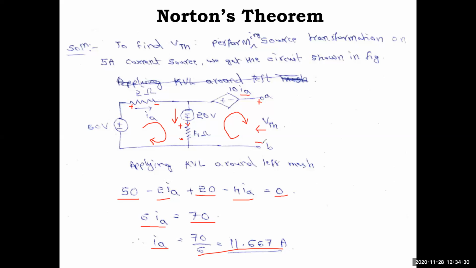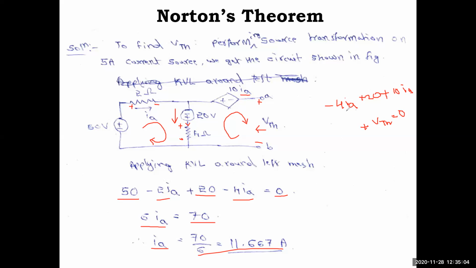KVL you can write here, minus to plus, however you like. Okay, so minus 4 IA, opposite to the branch current, then plus 20, here plus minus is there, plus 10 IA, and this is plus minus, so plus VTH equal to 0. This is the KVL applied to this loop.